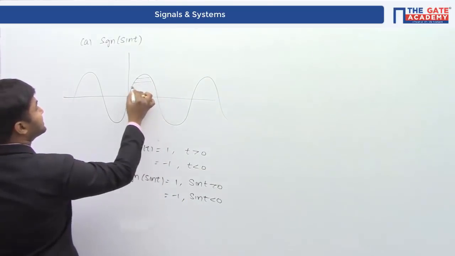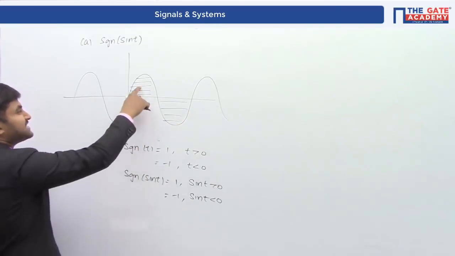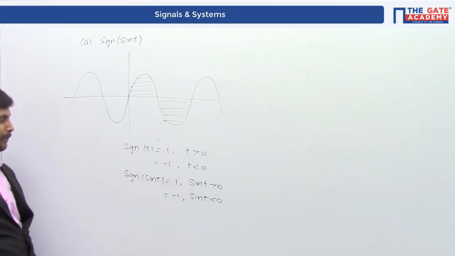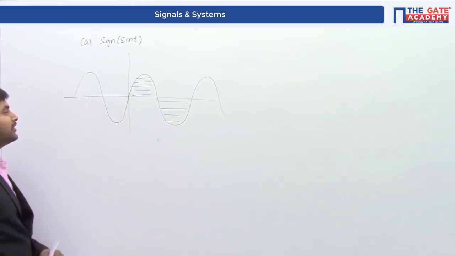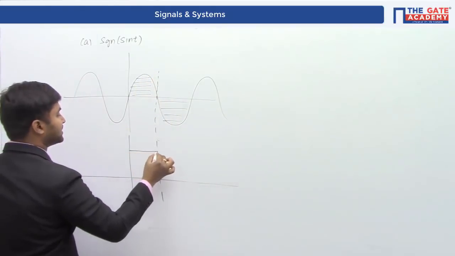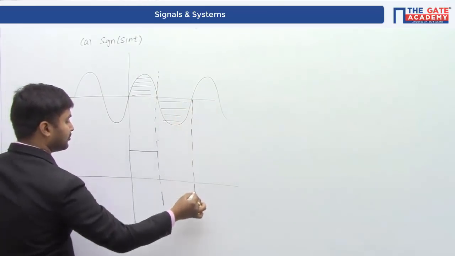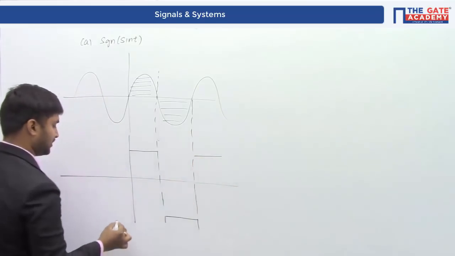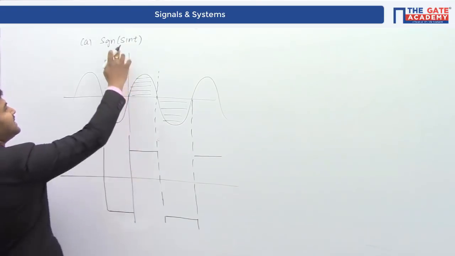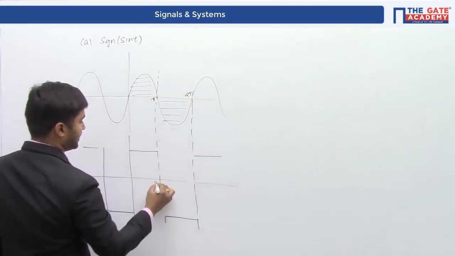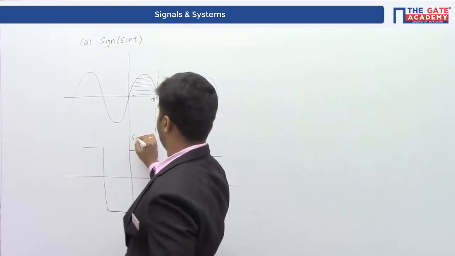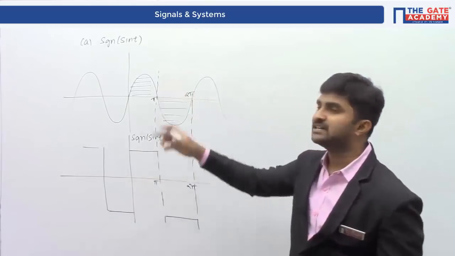So we know this is the part where sin t is greater than 0 and this is the part where sin t is less than 0. Whenever sin t is greater than 0, then signum of sin t is equal to 1. Whenever sin t is less than 0, then signum of sin t is going to be minus 1. So let me draw it below it only. Till here it is greater than 0, so there the signum of sin t is going to be 1. Wherever sin t is less than 0, there it is going to be minus 1. So this is how the signal is going to be, and sin t has a period of 2 pi. So it is pi, 2 pi. So the signum of sin t signal is going to be this one. This is a graphical representation of the signal.